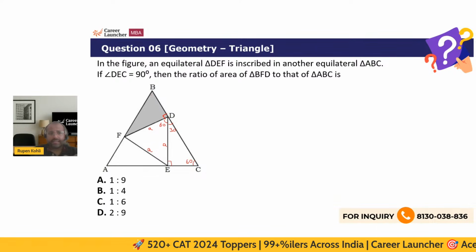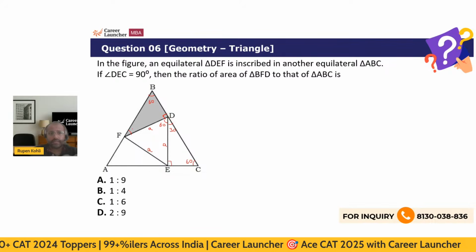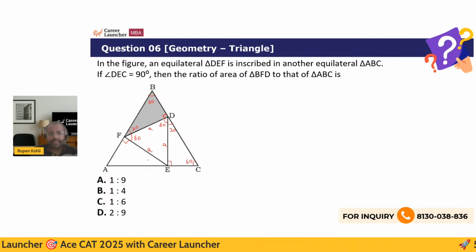If this is 90, again, this has to be 60 because this is equilateral. So 90, 60, this is also 30. If this is 30, this is also 60 because this is equilateral, 60 plus 30 is 90. So this also has to be 90. This is 90. This has to be 60 because this is equilateral. So this has to be 30.